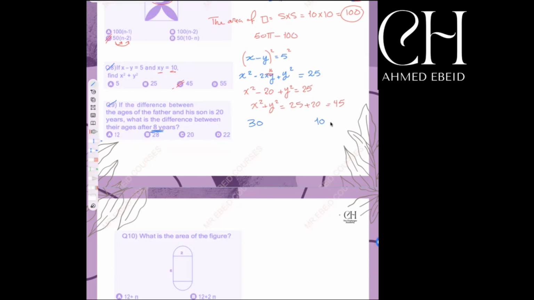This is the father's age, and this is the age of the son. The difference between them is 20: 30 minus 10 is 20. After 8 years, the father's age will be 38, and the son's age will be 18. If you subtract them, the difference will be the same, which is 20. So it will not change, so the answer is 3.